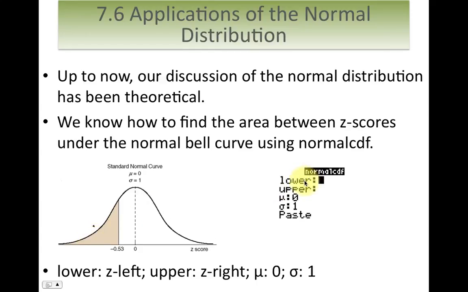When it says lower on the calculator, we're referring to z on the left, which for us in this picture would be negative 100,000. The upper on the calculator represents the z-score on the right, which is negative 0.53, and we've been always entering a mean of 0 and a standard deviation of 1.